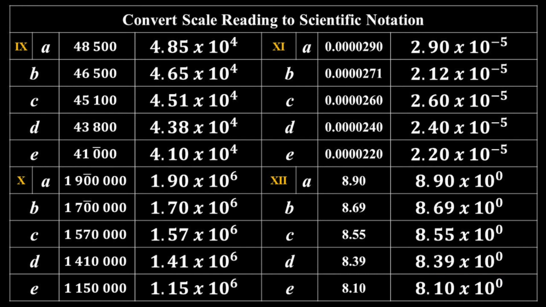What is the relationship between those exponents all being the same and the precision? It's not the same as the precision, but what's the relationship between those exponents and the precision?